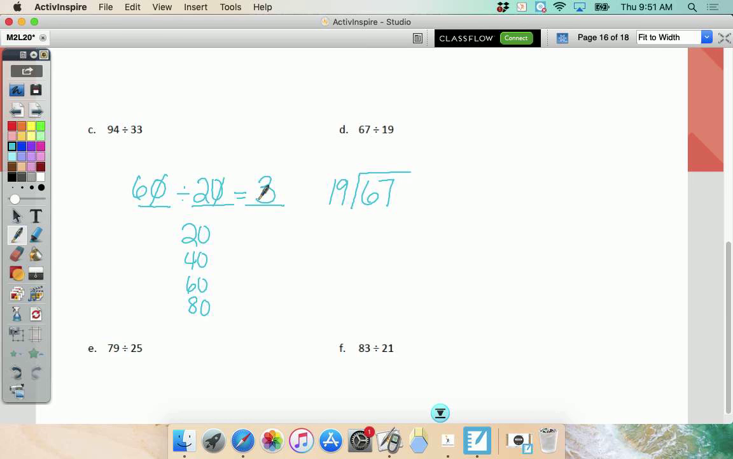Okay, so here's what I'm going to do. I'm going to put the 3 up there and write my little multiplication sign. Are you with me? Now I'm going to go over here and multiply it, because if it is going to work, I'm going to need to write it later on anyway. Does 3 work? Yeah, 57 is pretty close to 67 and it doesn't go over.